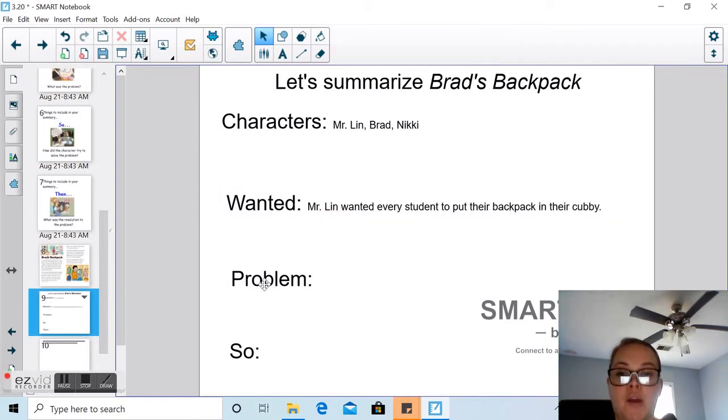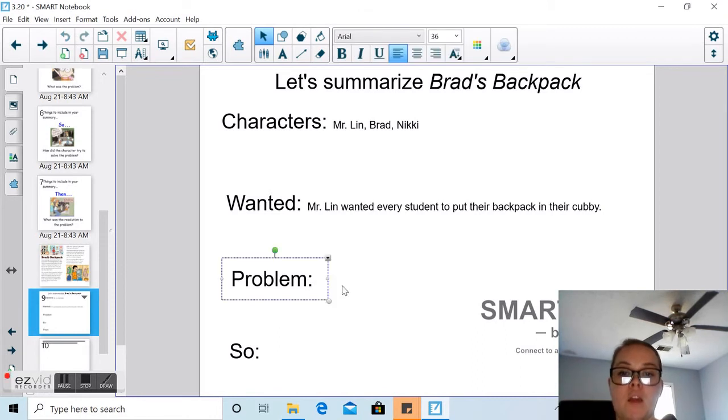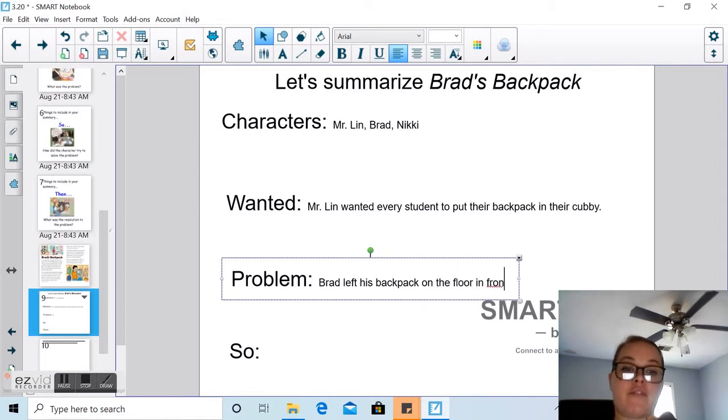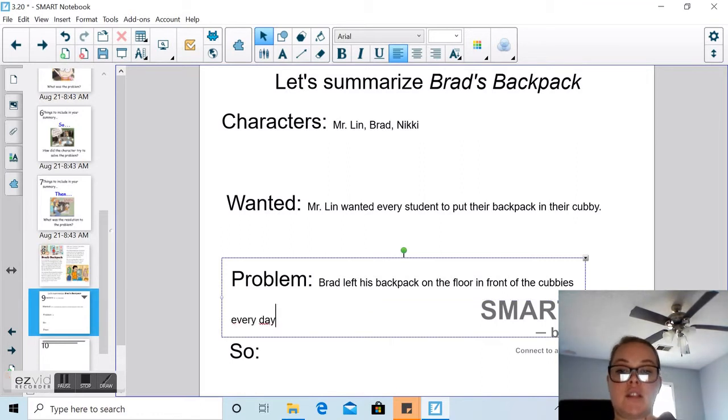The problem? What do you think the problem was? Alright, so the problem was Brad, let's make this a little smaller. Brad left his backpack on the floor in front of the cubbies every day.